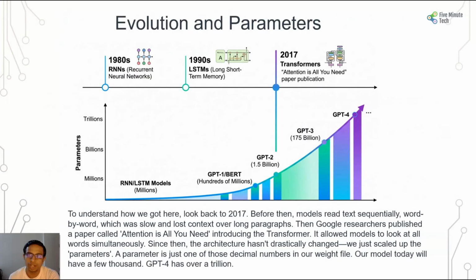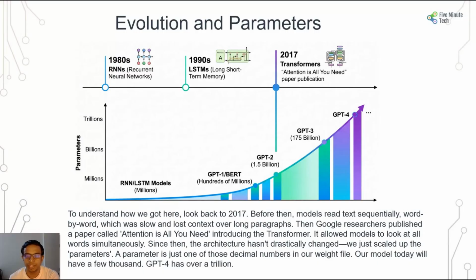Now, the evolution and parameters: how this LLM space evolved. To understand how we got here, we have to look back at 2017. Before then, the models read text sequentially, word by word, which was slow and lost context over long paragraphs. Then Google research published a paper called "Attention is All You Need," which introduced something called the transformer. It allowed models to look at all the words simultaneously. Since then, the architecture hasn't changed drastically. We just scaled up the parameters, and a parameter is just one of those decimal numbers in our weight file.